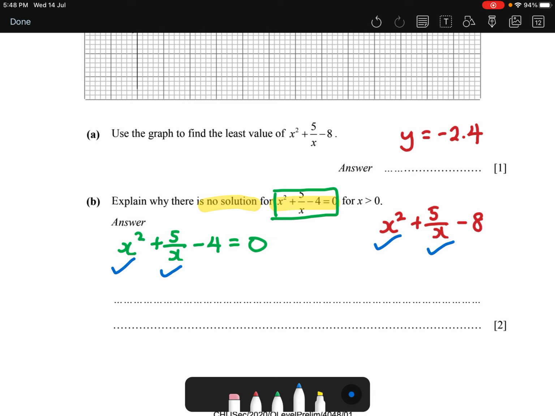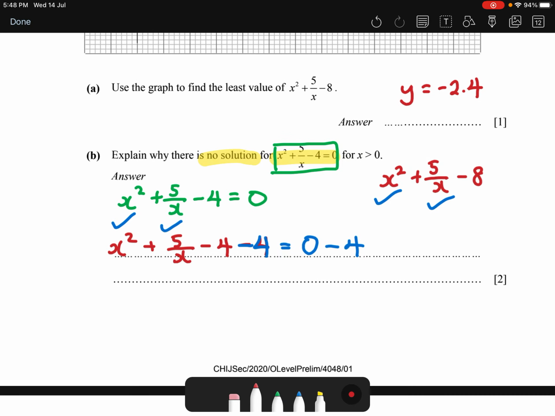On the left hand side, how do I get minus 8? I must minus another 4. So you simply put x squared plus 5 over x minus 4, then minus 4 again. When you do it for the left hand side, you must do it for the right hand side also, so 0 minus 4. In this case, you get back your graph number 1, x squared plus 5 over x minus 8 equals minus 4.